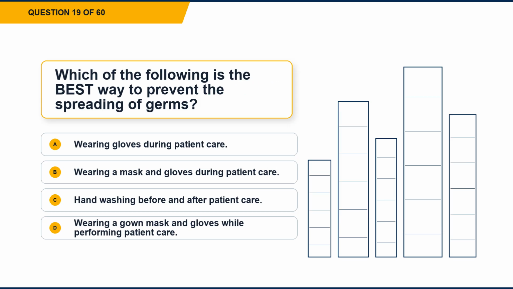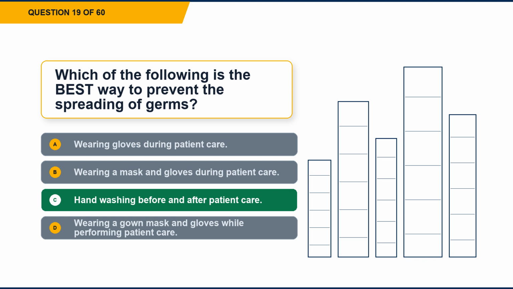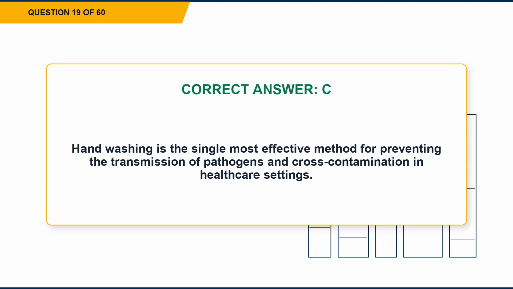Question 19. Which of the following is the best way to prevent the spreading of germs? Option A, wearing gloves during patient care. Option B, wearing a mask and gloves during patient care. Option C, hand washing before and after patient care. Option D, wearing a gown, mask and gloves while performing patient care. The correct answer is option C, hand washing before and after patient care. Explanation. Hand washing is the single most effective method for preventing the transmission of pathogens and cross-contamination in healthcare settings.